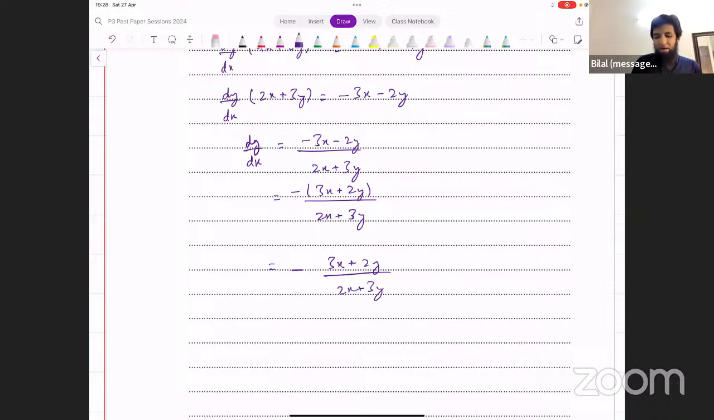This is dy over dx. Okay? That's a standard case of implicit differentiation. This is how you do it. Let's look at the next one now.